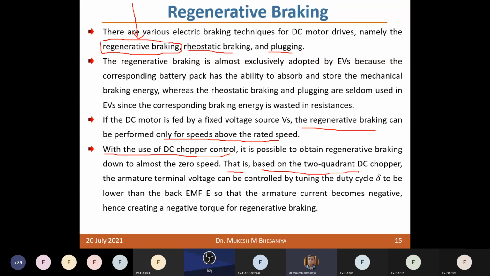Based on the two-quadrant chopper which is used for the DC machine, the armature terminal voltage can be controlled with the use of a duty cycle, and your source voltage will be less than the back EMF, so the armature current becomes negative. When the armature current is negative, it's in a reverse direction. Then the voltage at the terminal of the battery is positive and the current is negative, and hence the power is negative. It is also creating a negative torque for the regenerator. I will show you all the quadrants.